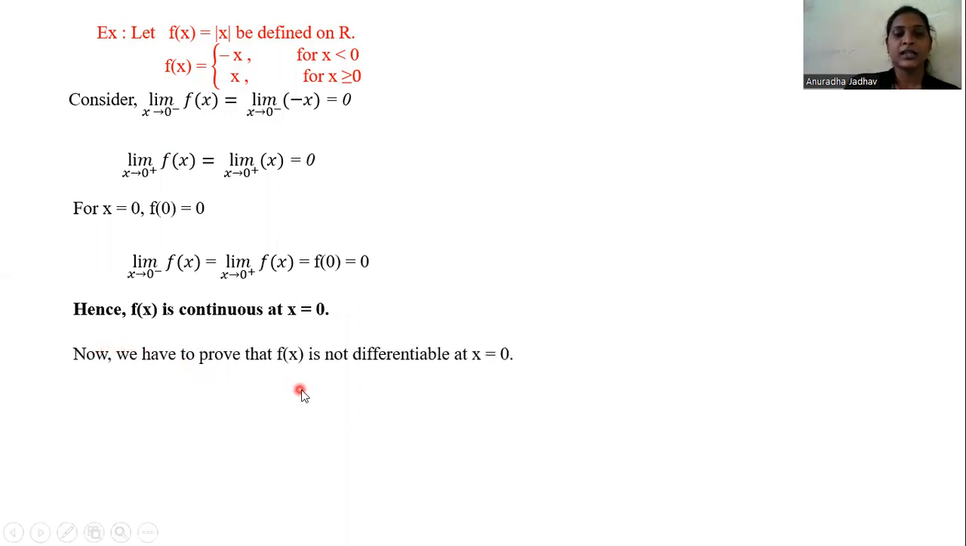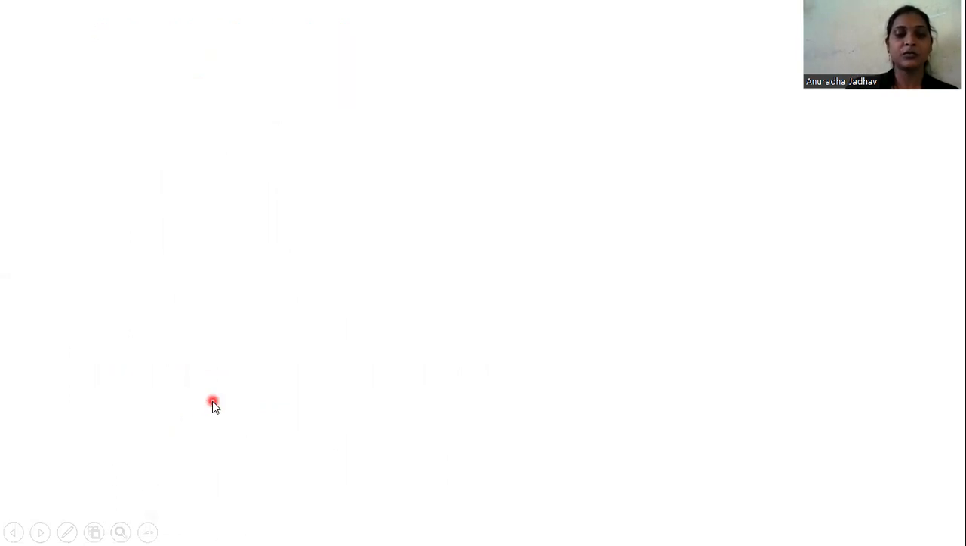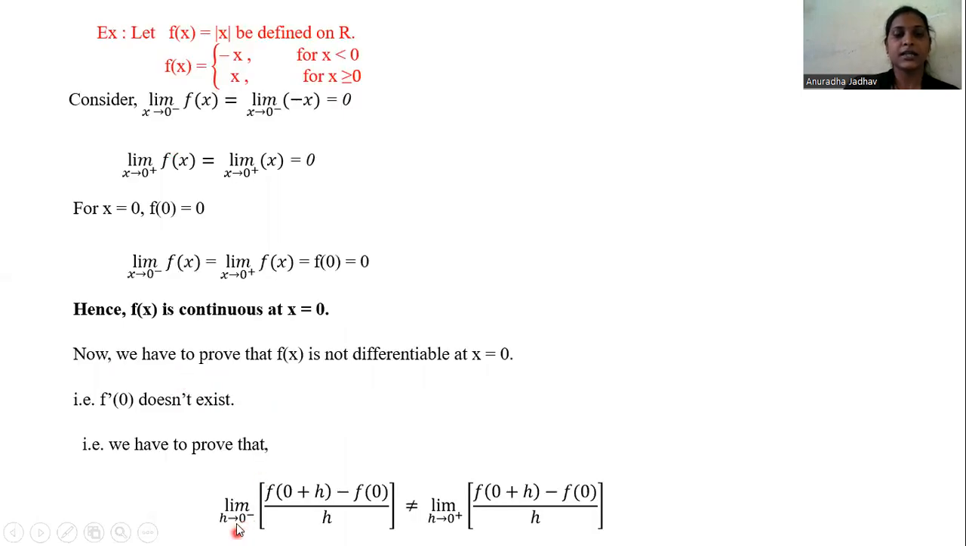Now we have to prove that f of x is not differentiable at x is equal to 0. That is, f dash of 0 does not exist. We have to prove that limit as h tends to 0 minus of f of 0 plus h minus f of 0 upon h is not equal to limit as h tends to 0 plus of f of 0 plus h minus f of 0 upon h. That is, left hand side limit does not equal the right hand side limit. That's what we want to prove.